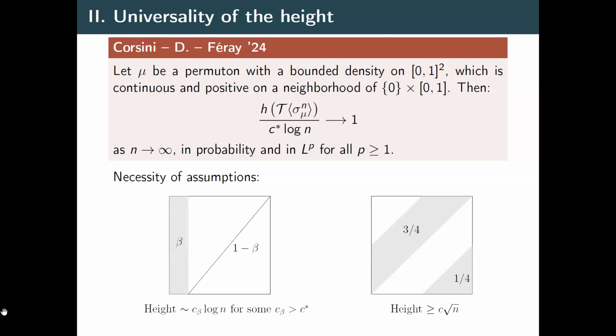We don't really see the color here, but you should imagine that there's a left band here. So the permuton on the left has some uniform mass on some band on the left, and also some uniform mass on some line here. It does satisfy the second assumption because there's a continuous and positive density close to the left edge, but it does not satisfy the first assumption. There's not a density on the right.